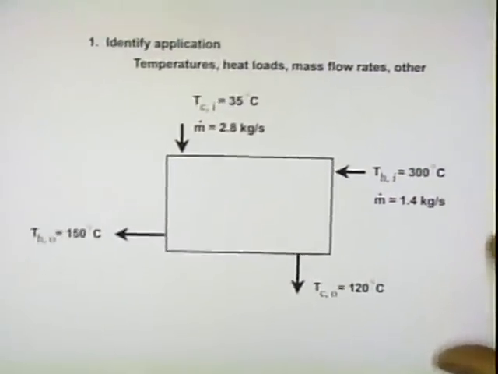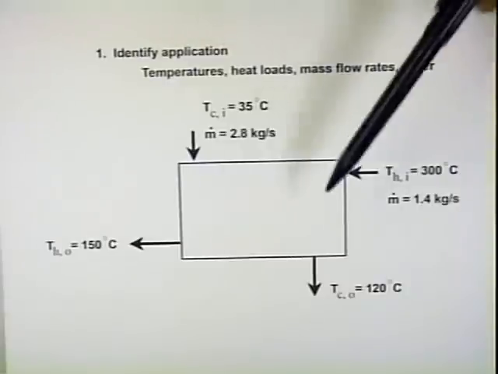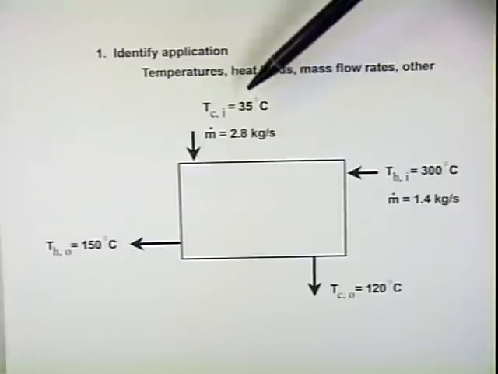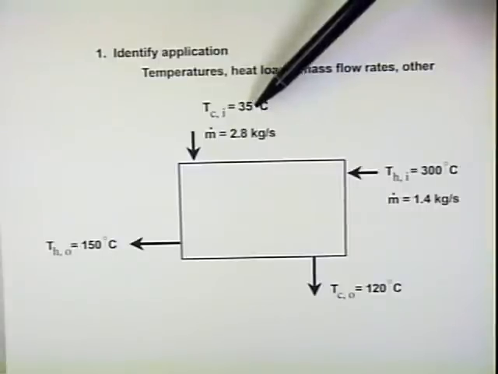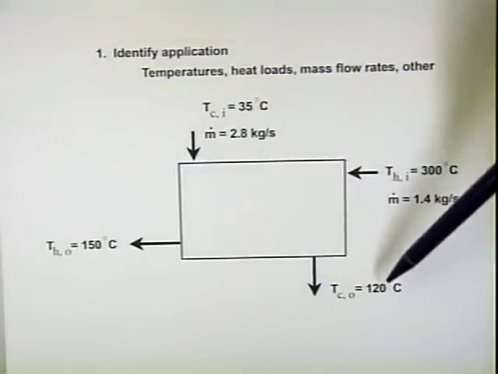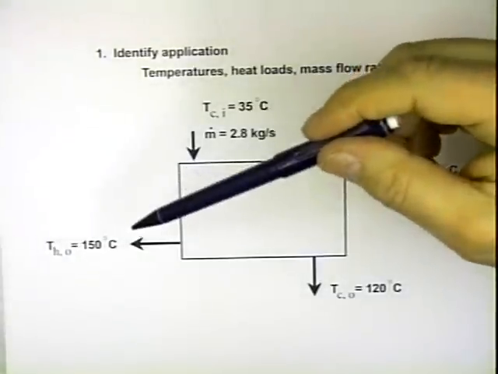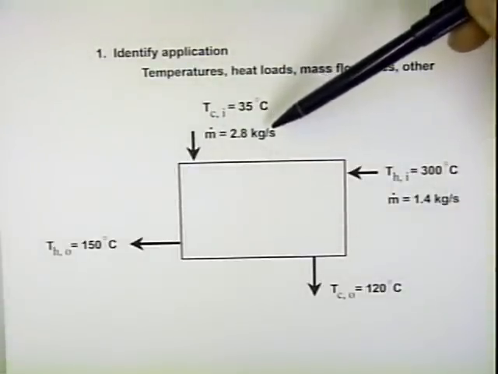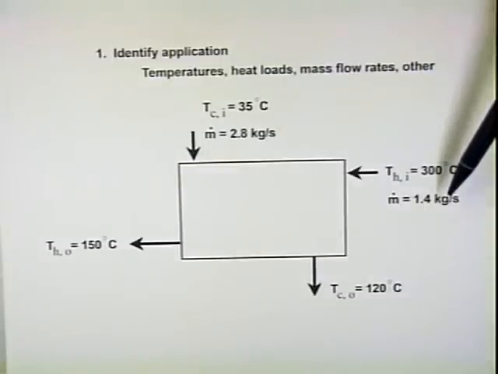So at this point, we really don't have the type yet. In this case, we just have a heat exchanger where we have cold flow coming in, hot flow coming in. And so in this particular case, it's been specified for us. The inlet temperature of the cold flow is 35 degrees. The outlet temperature is 120 degrees Celsius. The inlet temperature of the hot flow is 300 degrees Celsius. And the outlet temperature of the hot flow needs to be 150 degrees Celsius. The mass flow rate of the cold water is 2.8 kilograms per second, and the mass flow rate of the hot water is 1.4 kilograms per second.